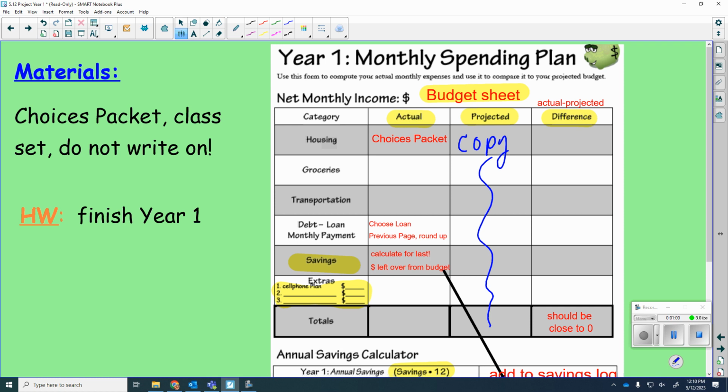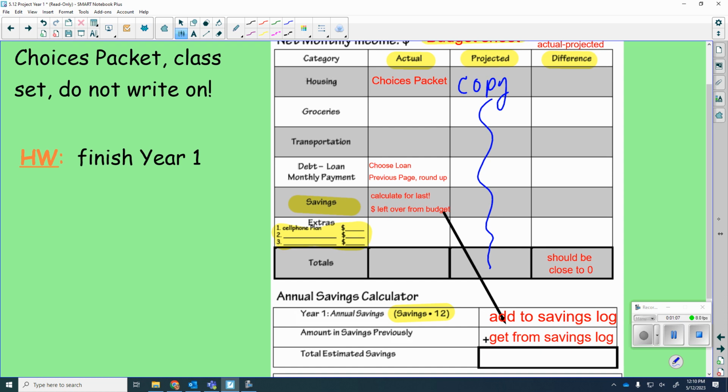Now, once you're done with that, and guys, I need y'all to stop writing so you can listen. Then you're going to go through the choices packet. On here, you've got your housing, groceries, transportation, and then extras like cell phones, cable, pet care, things like that, okay?